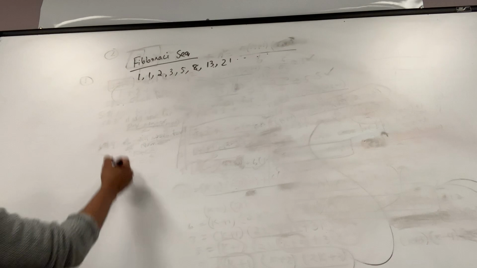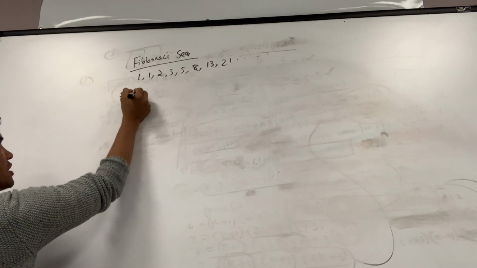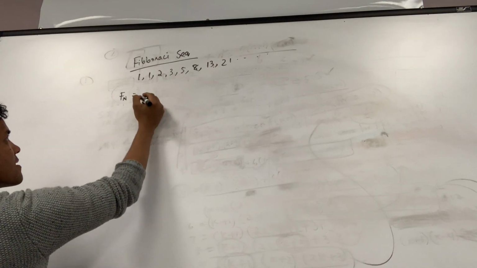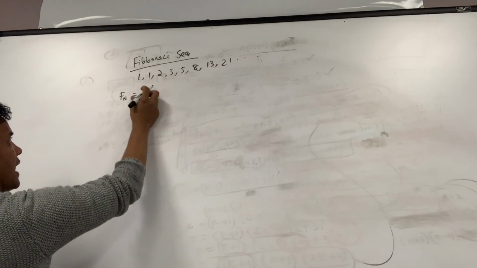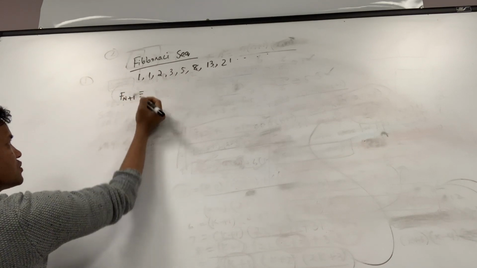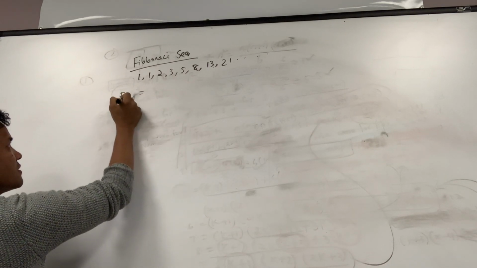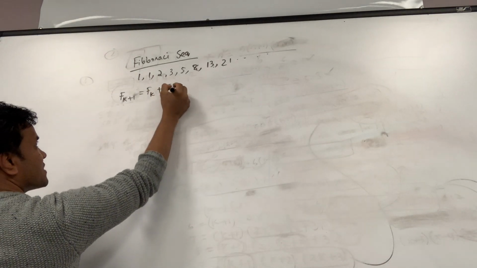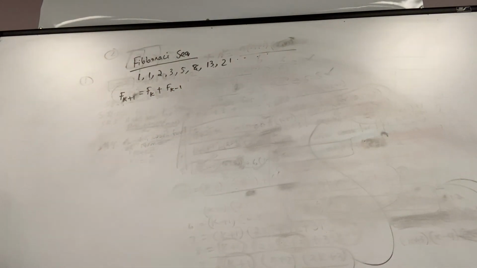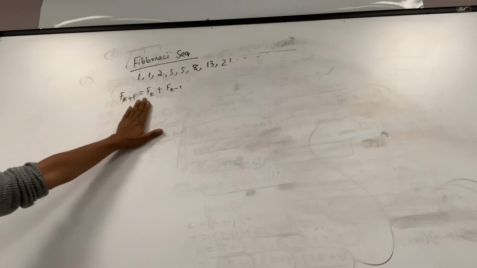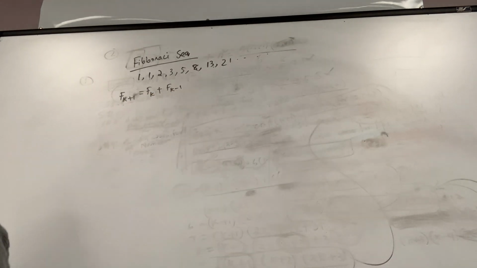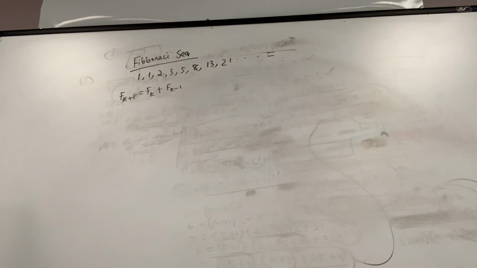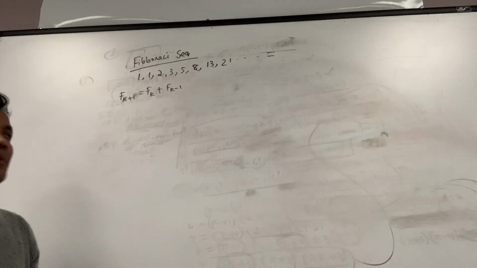So what can we write? Fn plus 1 is equal to Fk plus 1 is equal to Fk plus Fk minus 1. Right? Because Fk plus 1 is equal to, okay, so we have a formula. Just like the other one, we have a formula.